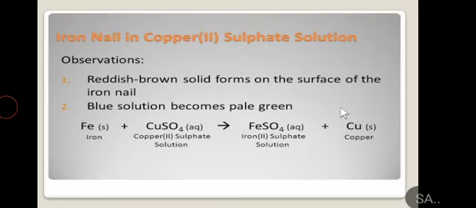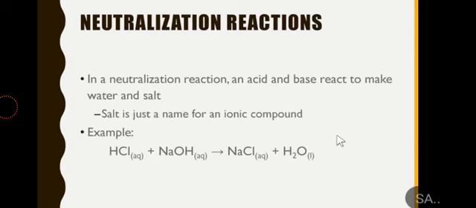Now another displacement reaction is of an iron nail in copper sulfate solution. Iron is again more reactive than copper, so it will displace it and form iron sulfate while copper will be separated. There are some other reactions which are also happening, and you will obviously do them in the chemistry lab.